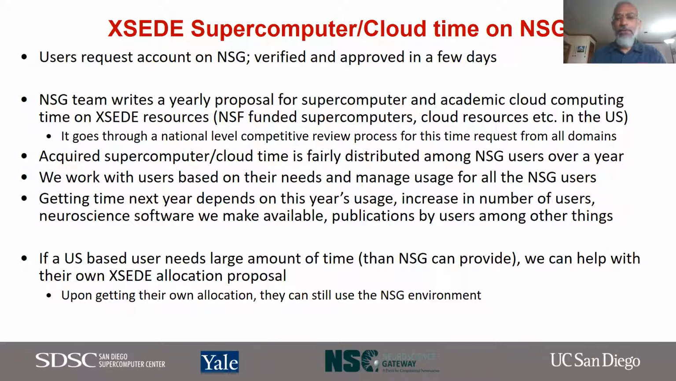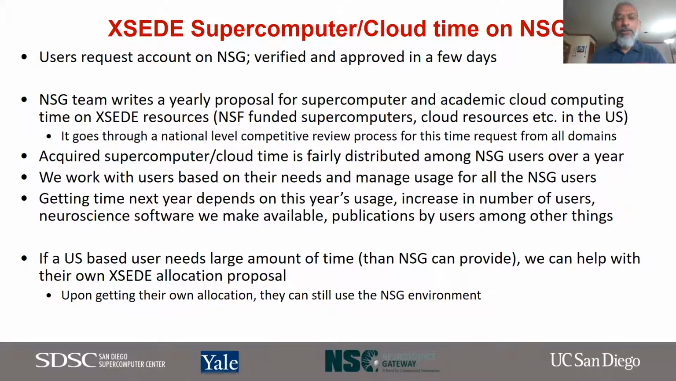But we have been successful to get time, and once we receive the time for a 12-month period, we try to manage the time for users like yourself in the best way possible. If someone needs more time, we work with him or her. But if one person started using a lot of time, we have to ask that person to slow down so we have enough time for all the users for the whole year.